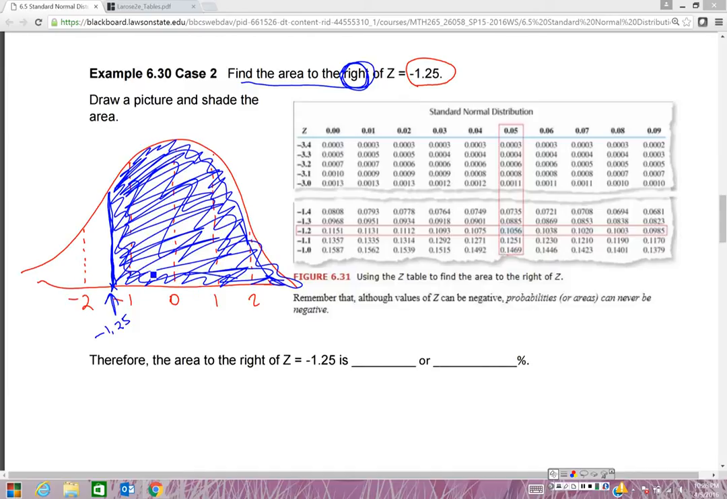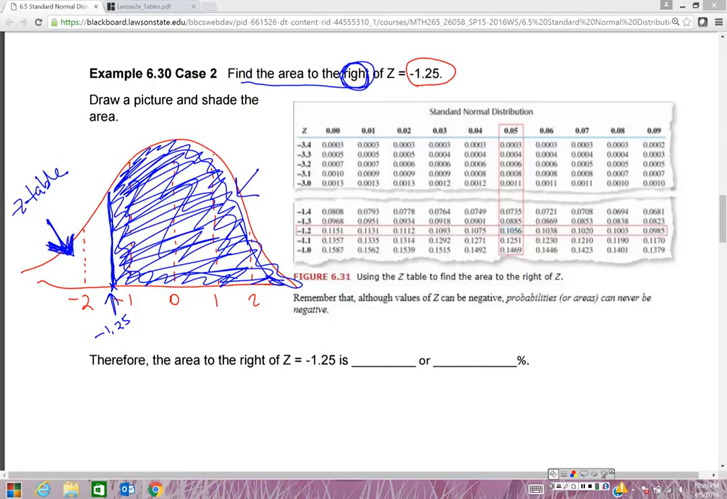Alright? Now, the dilemma is that the standard normal distribution, the z-table, only gives us the area that's over here. But we want the area that's over here. So let me put z-table here. The z-table will give me the value that's over here. Let's go ahead and find that value, although it's not our answer. It will help us to get our answer.